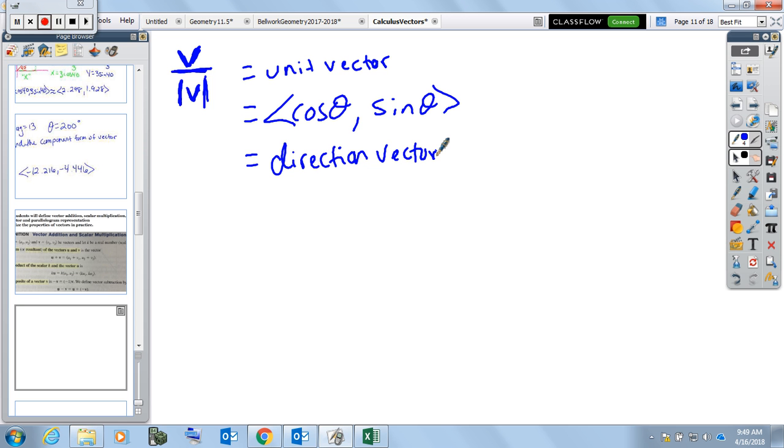How many units along x, how many units along y, that's what we're going to really be seeing there. So we kind of see it all as a couple different definitions. All right, so moving on.